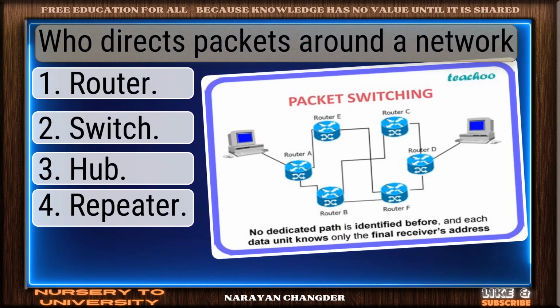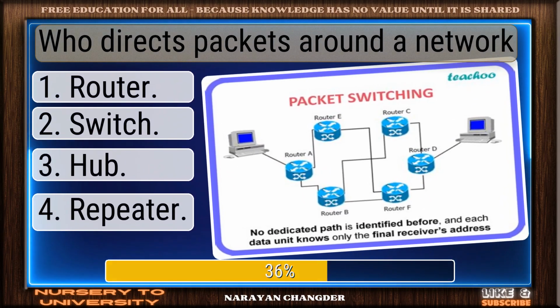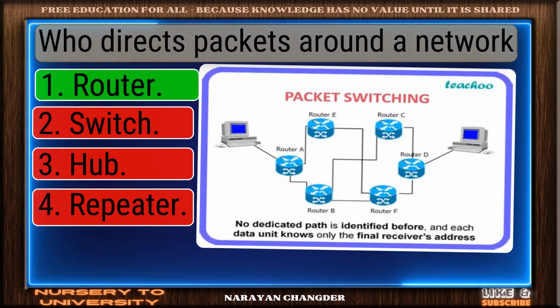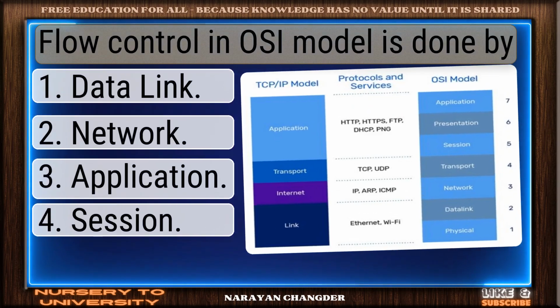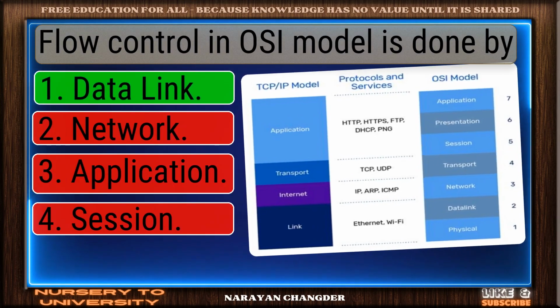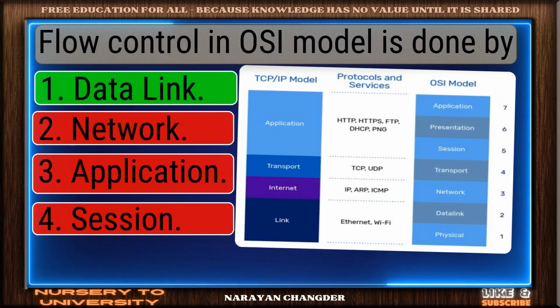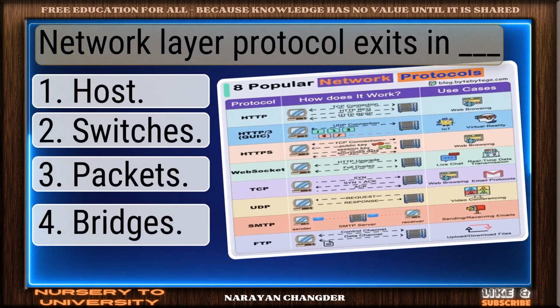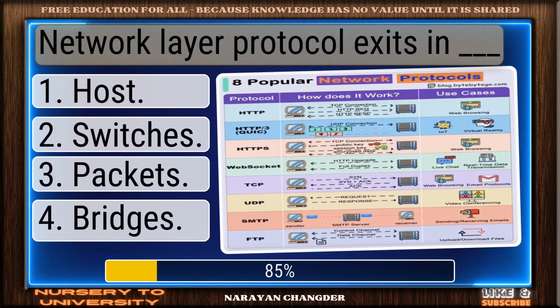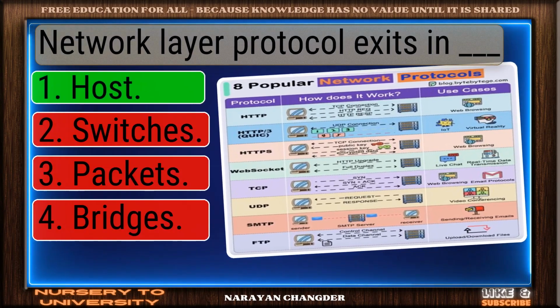Who directs packets around a network? Exactly. Router makes sense. Flow control in OSI model is done by... Bravo. Data link is the answer. Network layer protocol exists in dash. Great job. Host is accurate.